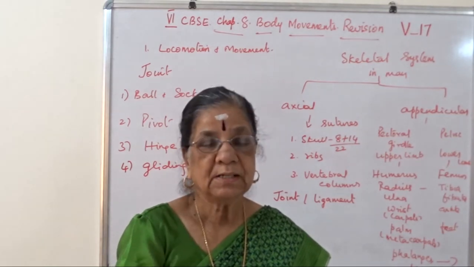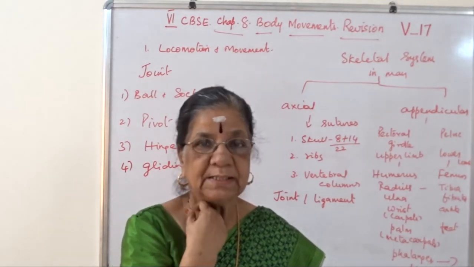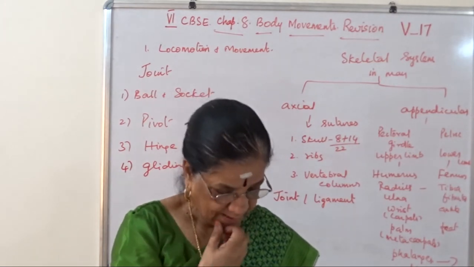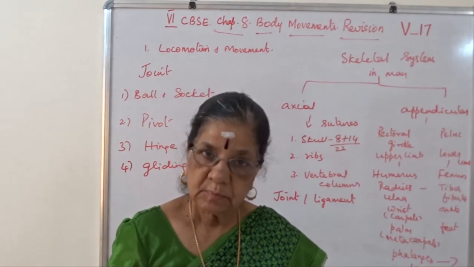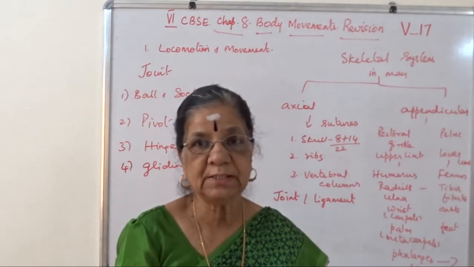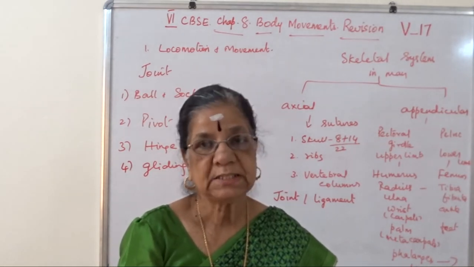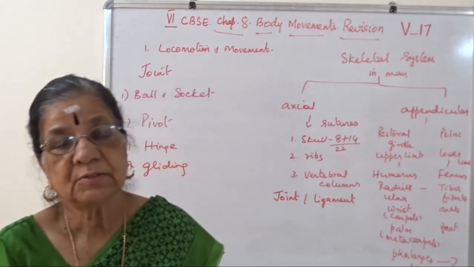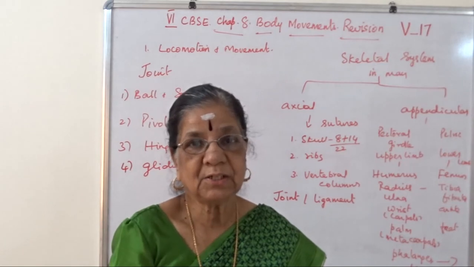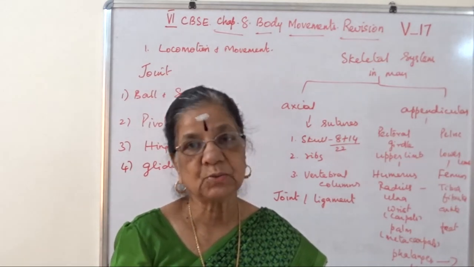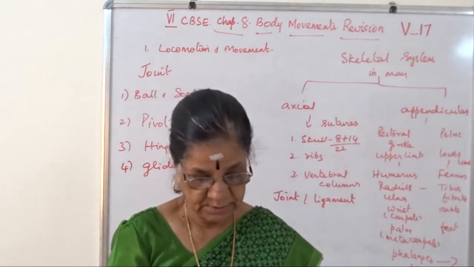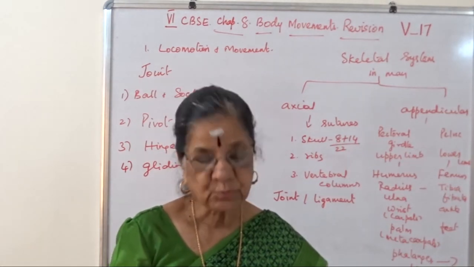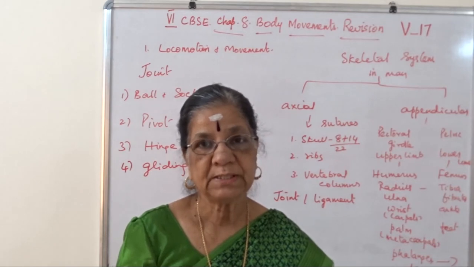The remaining 8, 9 and 10 are called false ribs because these 3 bones are fused together and then attached to the chest bone. So it is called false rib. And ribs with the 11th and 12th pairs are not directly attached. So it is known as floating ribs. So ribs are true ribs, false ribs and floating ribs. I hope you understand.